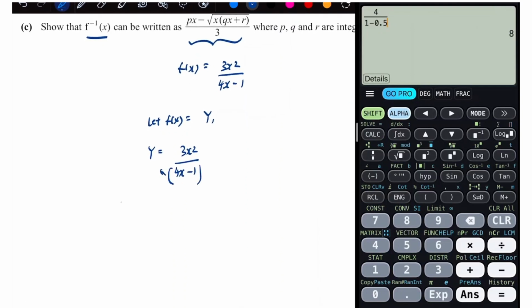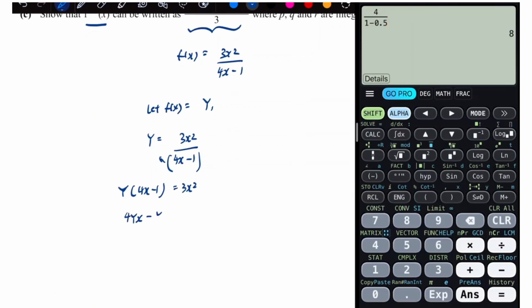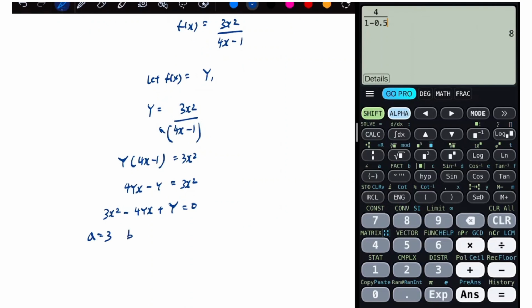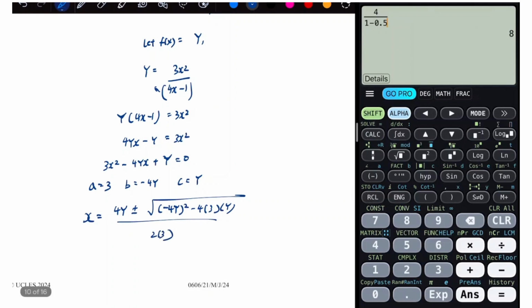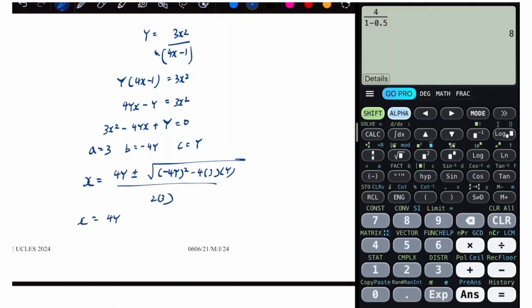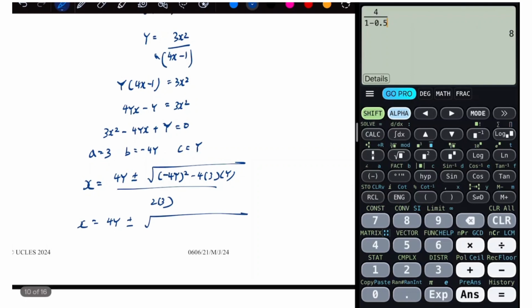So move the whole thing to the other side. It's going to be 4x minus 1, 3x squared. So 4yx minus y is equal to 3x squared. So 3x squared minus 4yx plus y is equal to 0. Next, just use the quadratic formula. Since we are making x the subject, we just treat y like a normal constant. So x is equal to minus b plus minus the square root of b squared minus 4ac over 2a. So x, you will have 4y plus minus, let me simplify the contents inside, 16y squared minus 12y over 6.